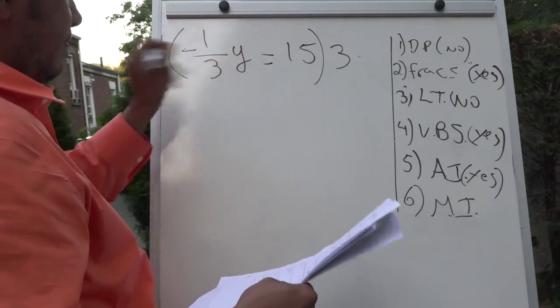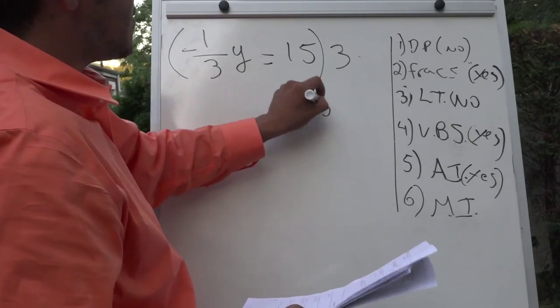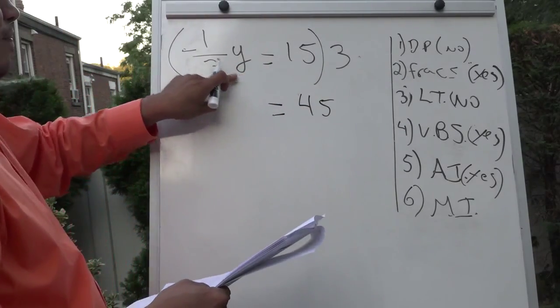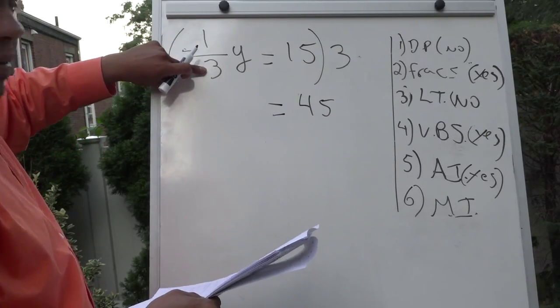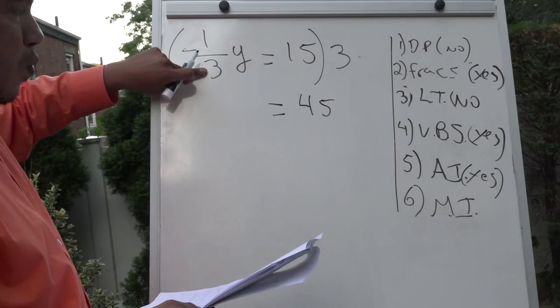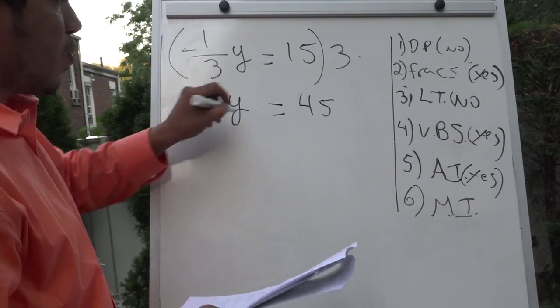So I multiply by 3. All right. So 15 times 3 is 45. That's fine. Okay. This times 3. So 3 times 1 is 3, divided by 3 is 1. Negative. So it's going to be negative 1y.